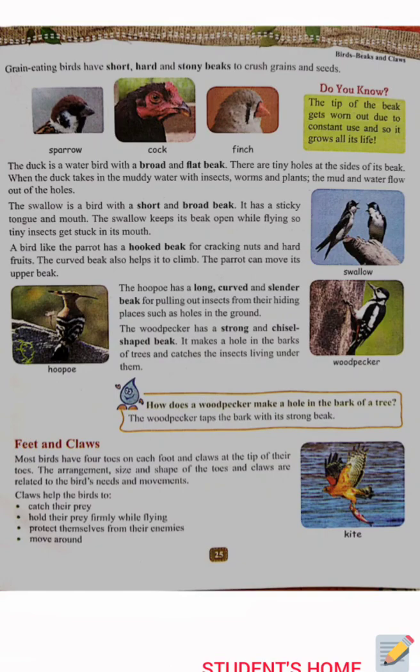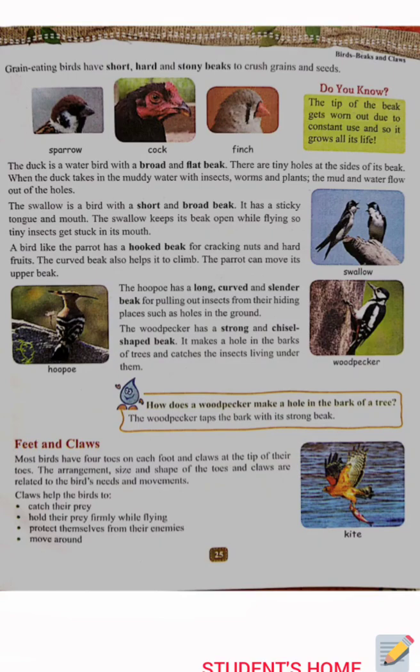The duck is a water bird with a broad and flat beak. There are tiny holes at the sides of its beak. When the duck takes in the muddy water with insects, worms, and plants, the mud and water flow out of the holes. The swallow is a bird with a short and broad beak.